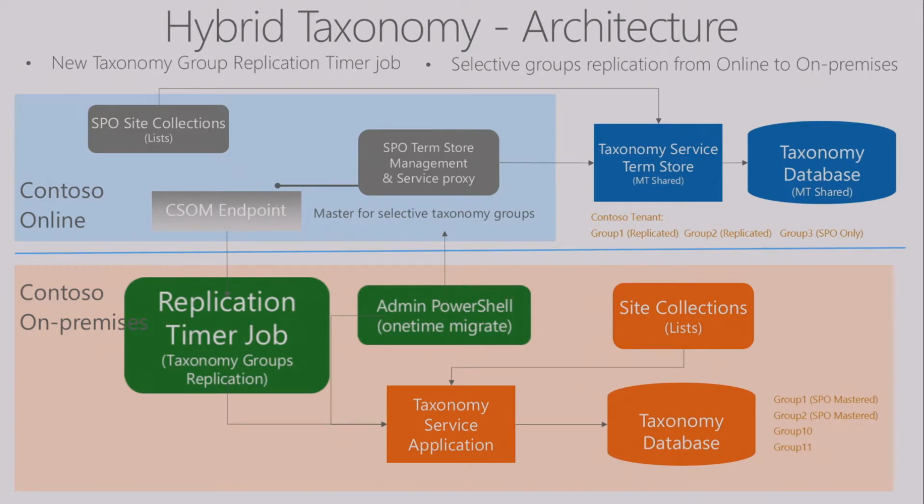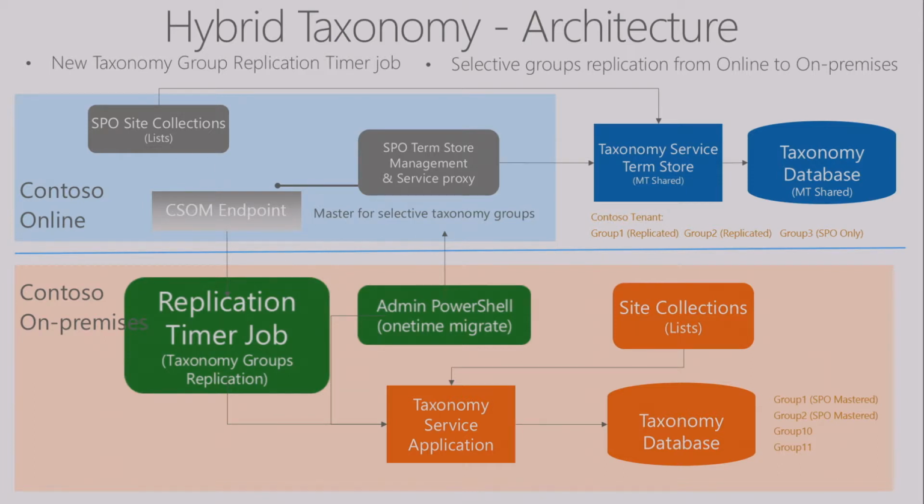So let's say in SPO, you just added a taxonomy and you want it immediately replicated to your on-prem as well. You just go to your central admin page. I'll show you in a minute in a demo, and then click run now. That will, on demand, force the replication to happen as well.